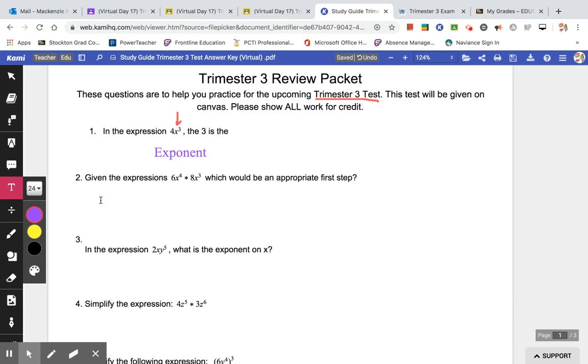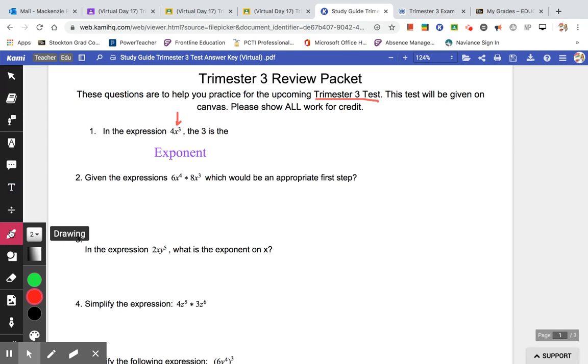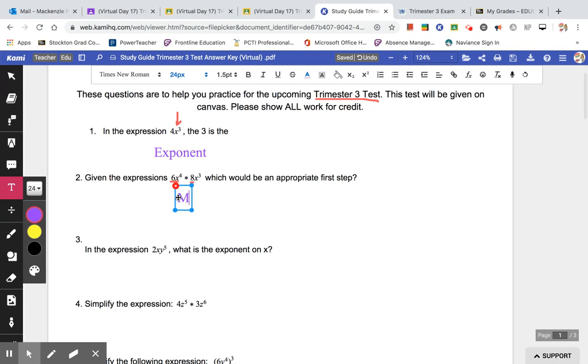Number 2, it says, given the expression 6x to the 4th and 8x cubed, what would be an appropriate first step? If we take a look at this, this is actually the product rule because we're multiplying two monomials. So there are 2 possible first steps that you could do. The first possible step is to multiply your coefficients. 6 and 8 are going to be the coefficients. So one option is to multiply the coefficients.